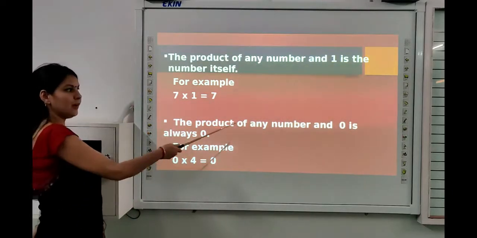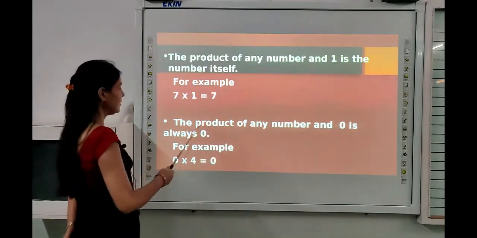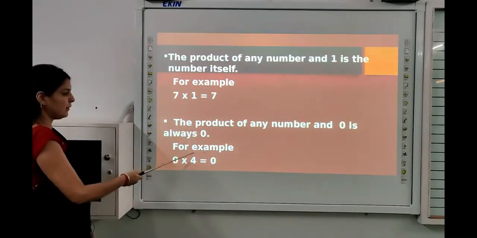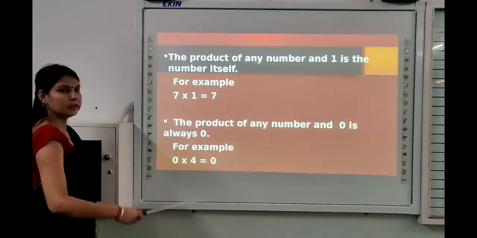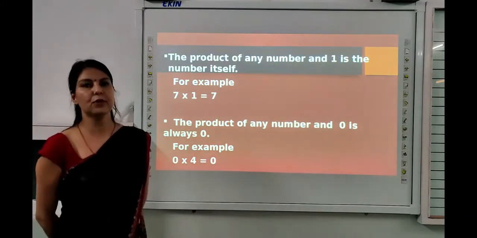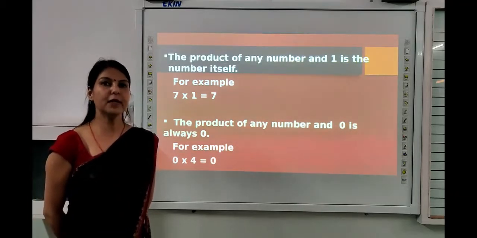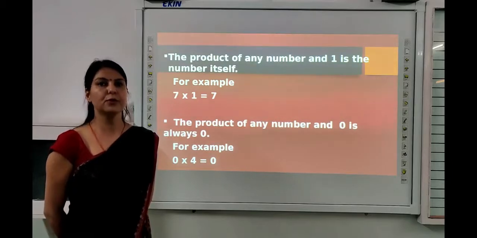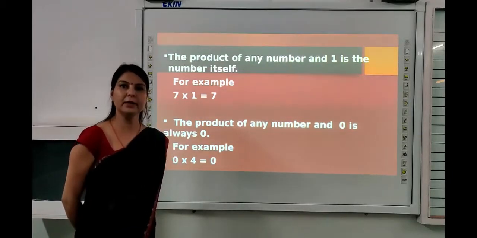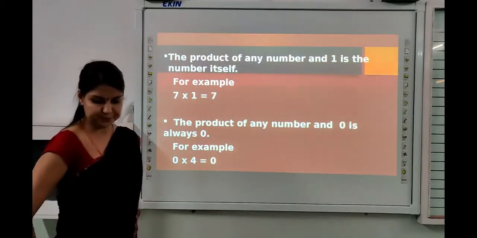The product of any number and 0 is always 0. For example, here we are going to multiply 0 by 4. The product will be 0. Other example, we can multiply 0 by 3. The product will be 0. And 0 multiplied by 9 is also 0.